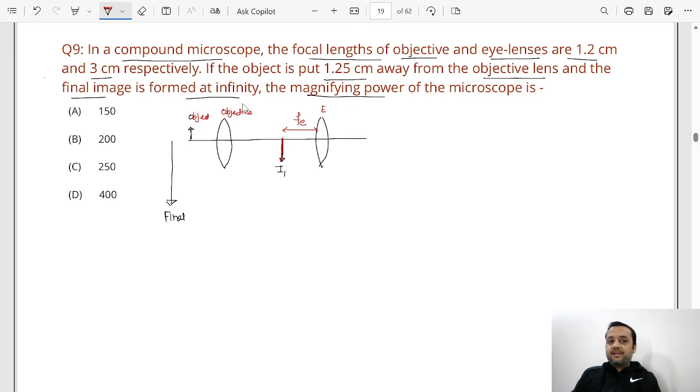Fe is given to us as 3 centimeter. Fo has been given as 1.2 centimeter. And the object distance is equal to 1.25. That is the idea.